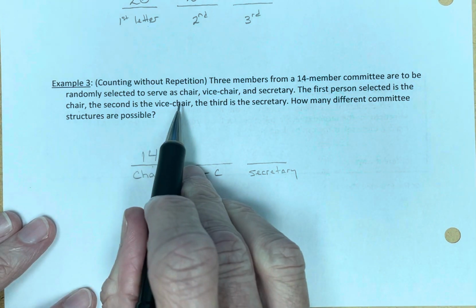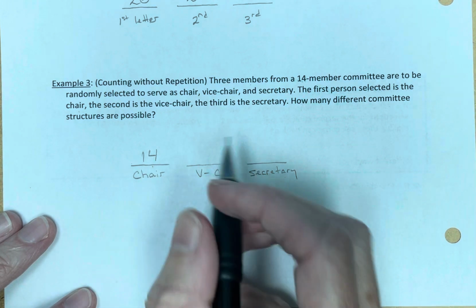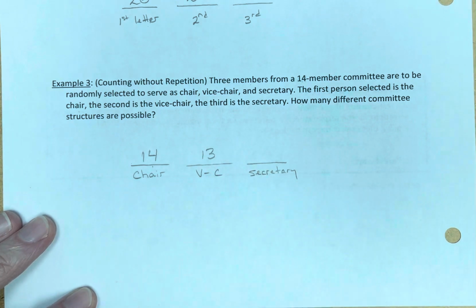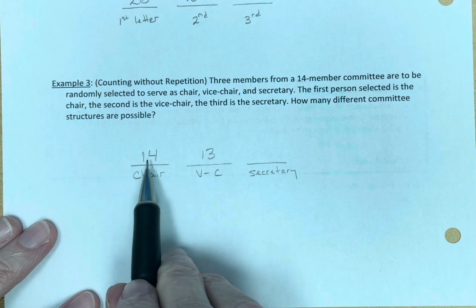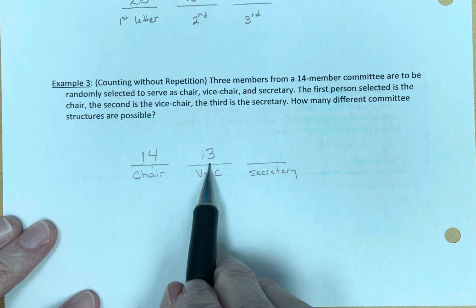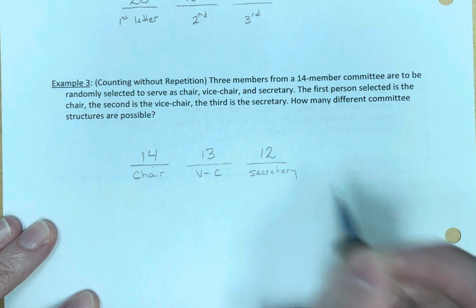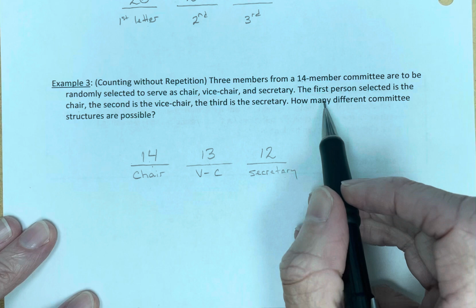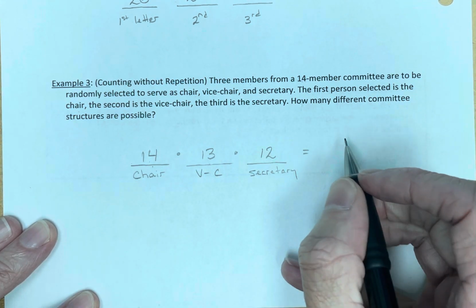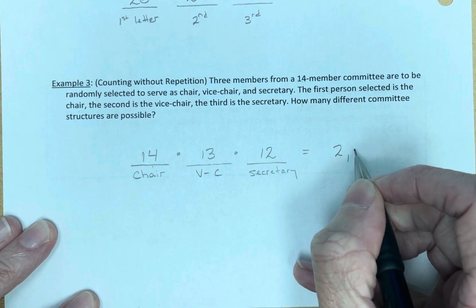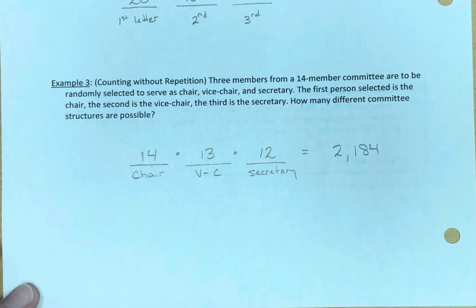The second person is the vice chair. Well, you took one of them out. One of them is the chair. You have 13 left to choose from. So there are 13 possibilities for the vice chair. And similarly, now you've taken out one person to be chair. Now you've taken out one person to be vice chair. That means you have 12 people left to choose from to be secretary. So how many different committee structures? Let's just multiply those. And again, I already used a calculator. There are 2,184 possibilities, different structures possible.